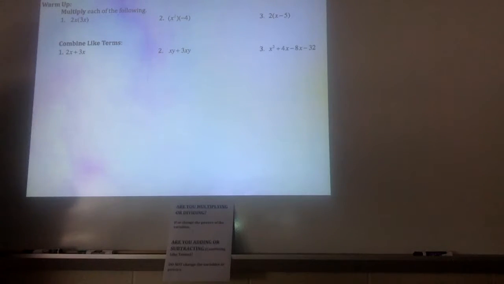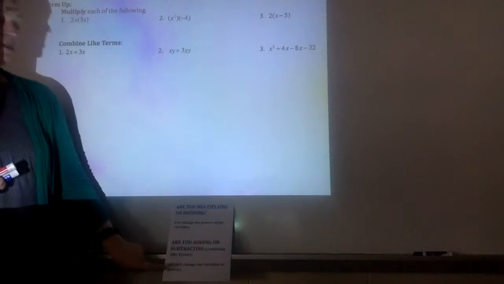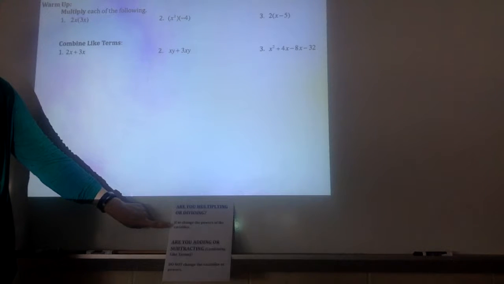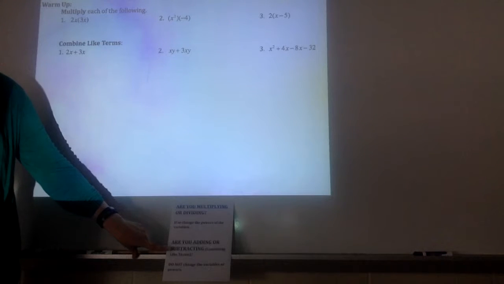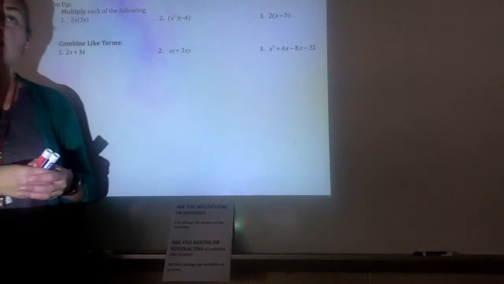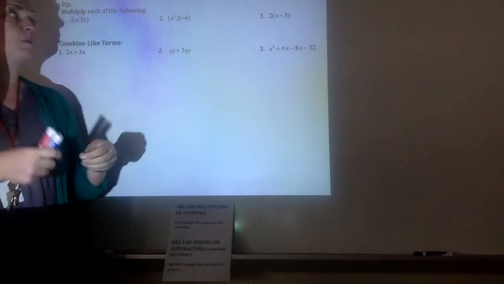So if we start with the warm-up, we're going to review multiplying versus combining like terms. In the past, we reviewed these two rules. If you are multiplying or dividing, you will change the powers of the variables because we are actually multiplying and recounting. If you are adding and subtracting, known as combining like terms, you will not change the variables or the powers. Again, we're going to put together people who have the same variable parts.